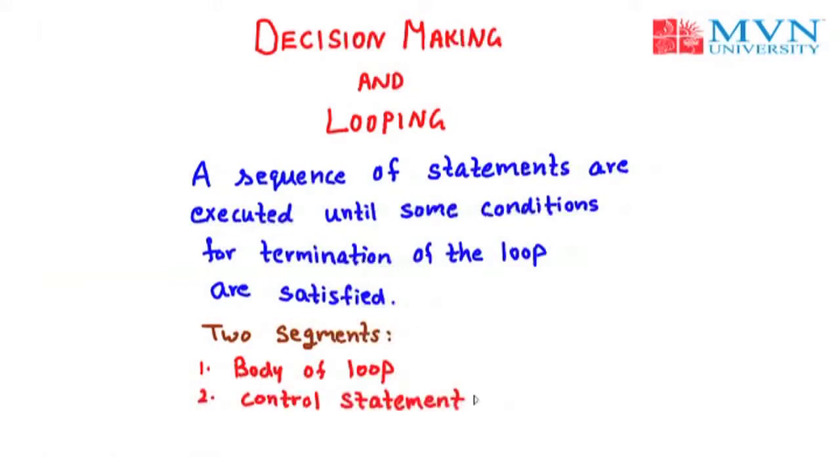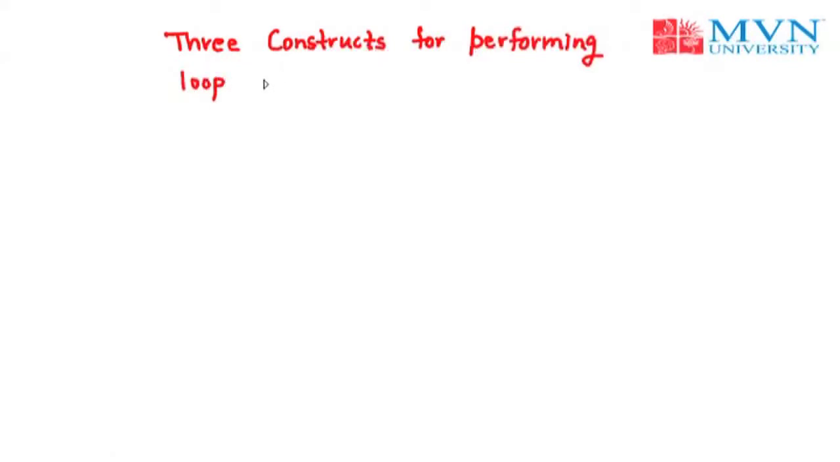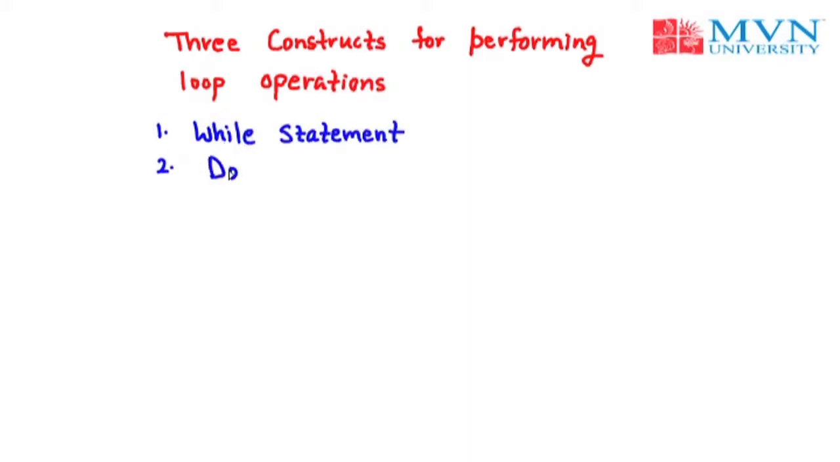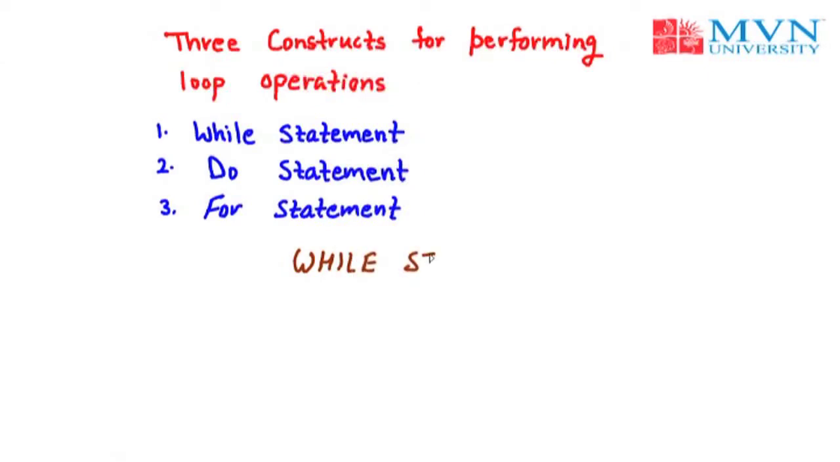The control statement tests certain conditions and then directs the repeated execution of the statements contained in the body of the loop. C language provides three constructs for performing loop operations. The first is while statement, the second is do statement, and the third is for statement. First we will discuss while statement.